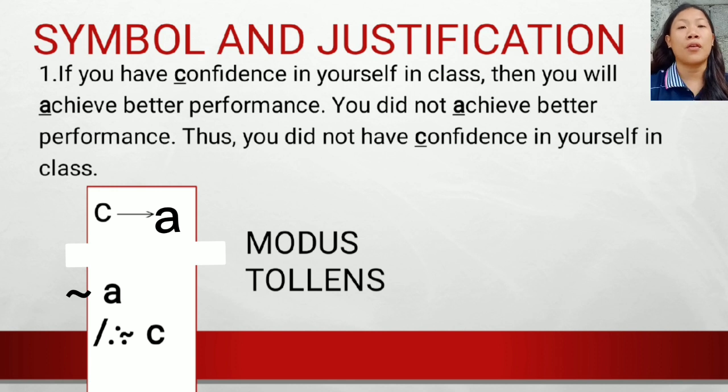As we observe in the first statement, you have confidence in yourself in class, we will notice that it is the negation of this. So, yung final statement natin is not C. Thus, not C. So, yung dalawang premise natin which is C implies A, not A, therefore, not C. So, ano nga bang rule na meron dito para maging valid itong statement na to? So, the rule that we use here is modus tollens. Kasi we notice na hindi na pwede yung A, kaya hindi na rin pwede yung C.